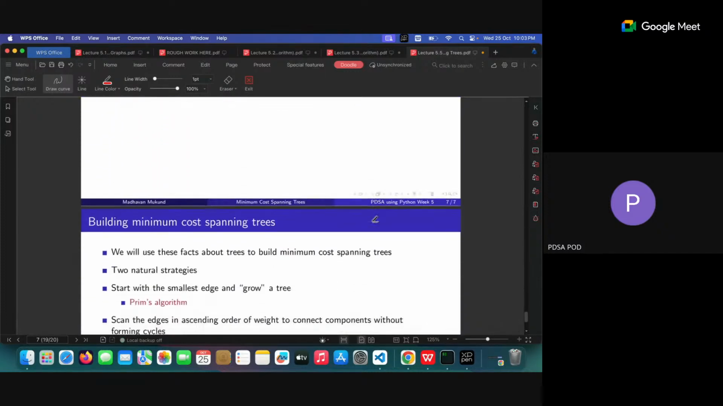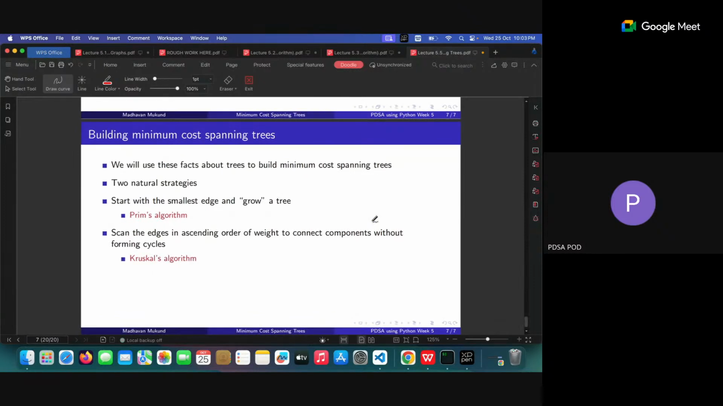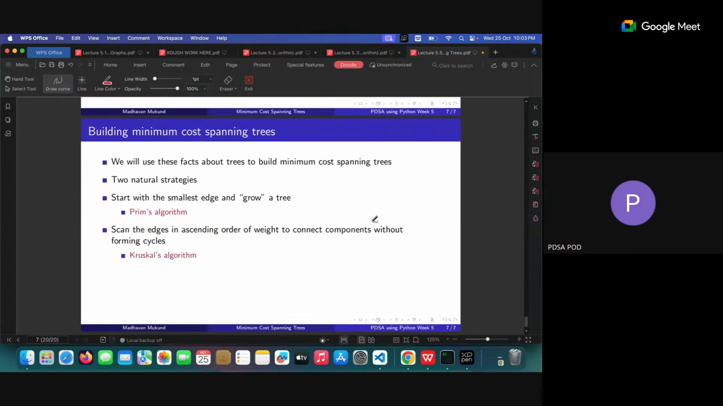So which is the animated one? Yeah, here it is. There are two natural strategies here. So how to build a minimum cost spanning tree? Already I said there is a total cost of a spanning tree. We got 52, we got 44, and we got 114 also in one example. So out of these, 44 is the minimum. How do we pick out a minimum cost spanning tree, MCST?